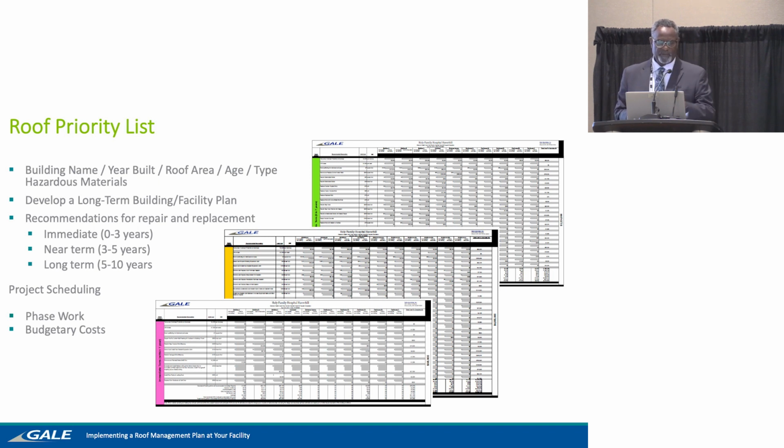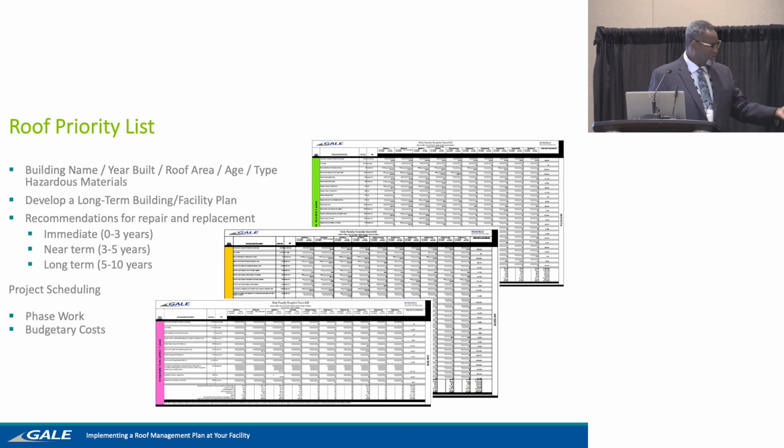You've got the building name, the year it was built, the roof age, the square footage, and if there are any hazardous materials, asbestos in the membrane, asbestos in the flashings, or anything like that. You've got that in there. Now you've developed a long-term building plan for the entire facility, not just one roof area. Here's an example: is it immediate? Anything immediate from 0 to 3 years, I have to do something with. So you've had the program do it that way. My next scale is anything from 3 to 5 years is near term, and 5 to 10 years is long term.